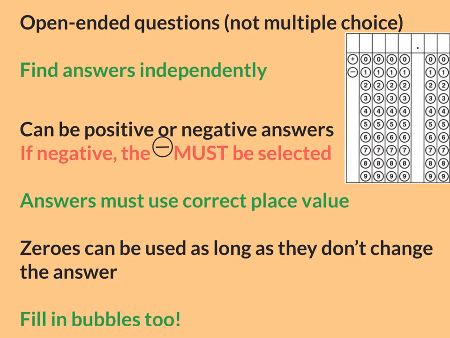You can use zeros, but be careful to make sure those zeros don't change your answer. If you put zeros preceding your answer or after the decimal that don't change your answer, then it would still be correct, but it would be extra work. So you want to be very careful about how you use zeros in the Griddable. Finally, please make sure you remember, place your answer in the squares in the correct place value, shade the corresponding bubbles before you move on.